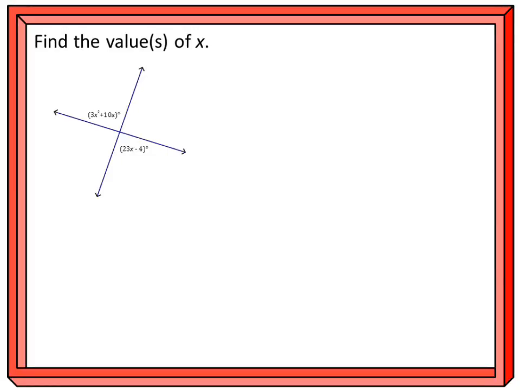Find the value or values of x. I've got two intersecting lines, and these two angles that are across from each other, opposite from each other, are vertical angles. Vertical angles are equal to each other. So I'm just going to set these two algebraic expressions equal to each other and then solve the equation.